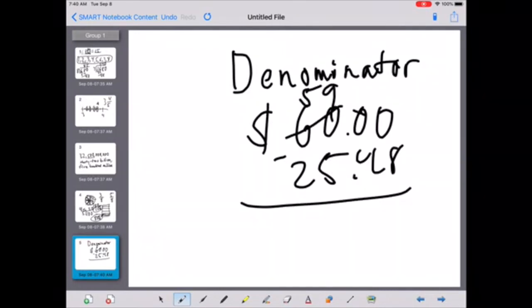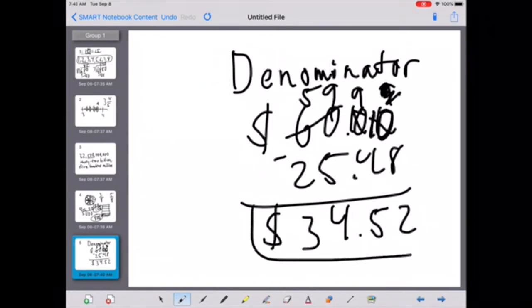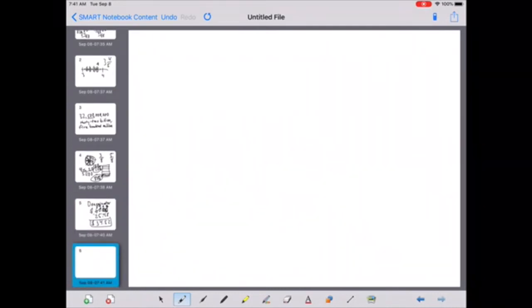So I cross out the 60, I make it a 59. That becomes a 10 and a 9. I'm sorry, that does not become a 9, that stays a 10. 10 minus 8 is 2, 9 minus 4 is 5, decimal point straight down, 9 minus 5 is 4, 5 minus 2 is 3, and I get an answer of $34.52.